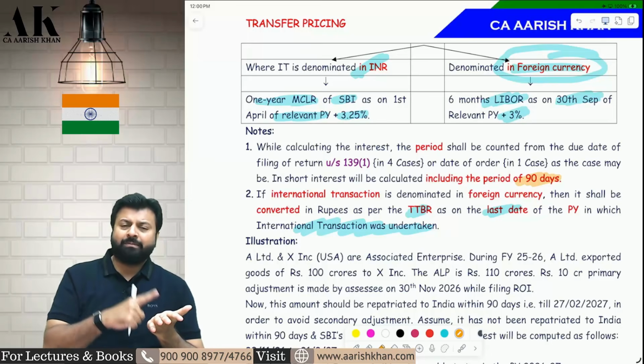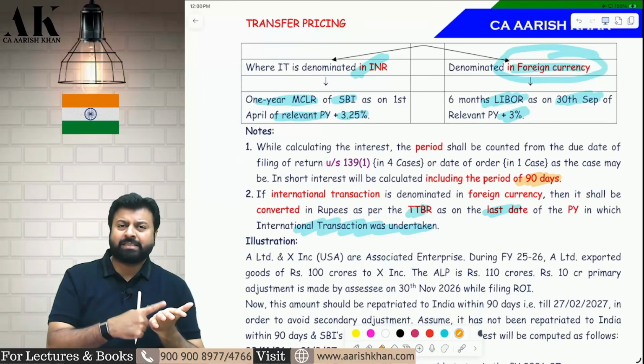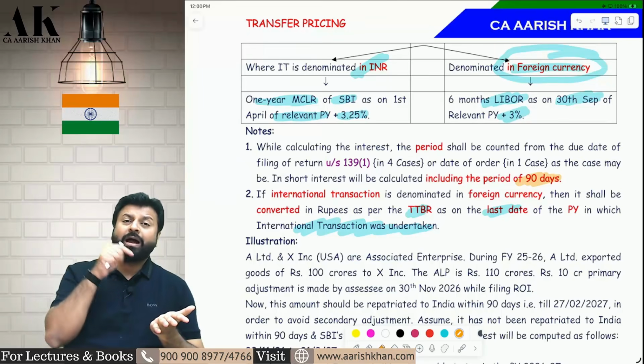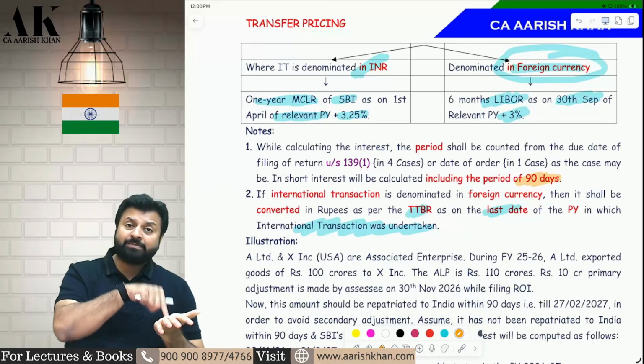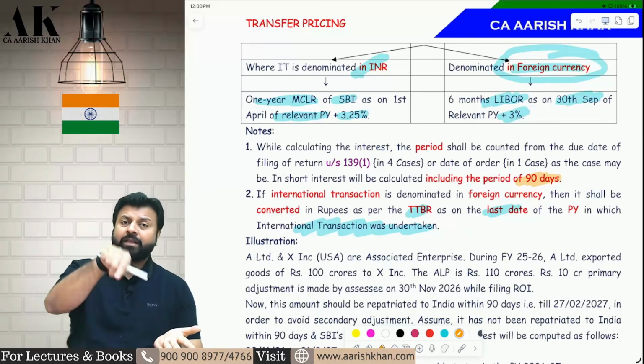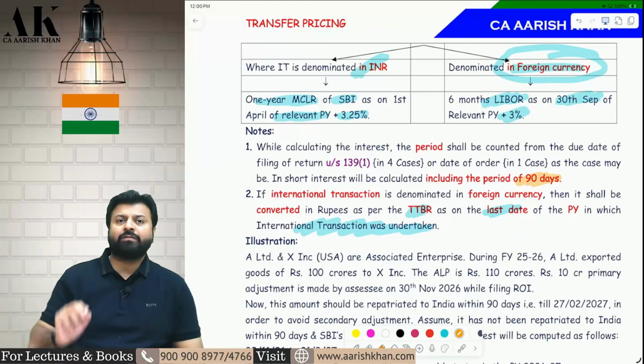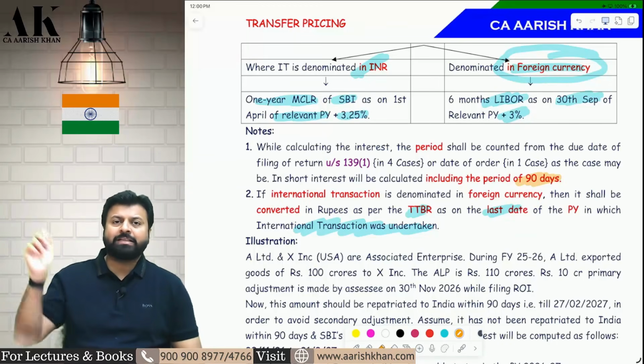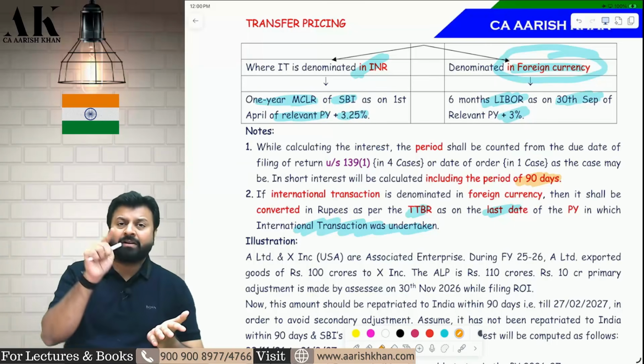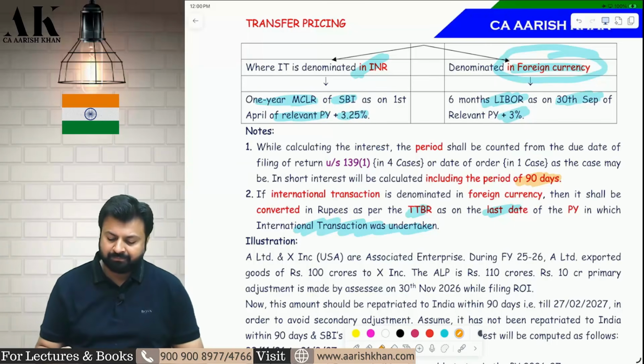So if you don't bring that money back to India by 27th of February 2027, you have to include the 90 days period also. You have to compute interest from 30th November, not from 20th February, not from 27th February. You have to include the 90 days period and count the interest. I hope it is clear to all of you.